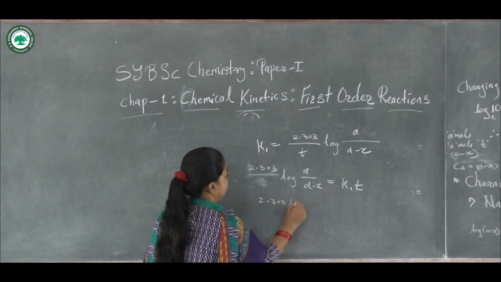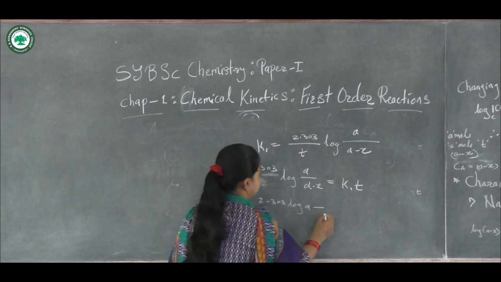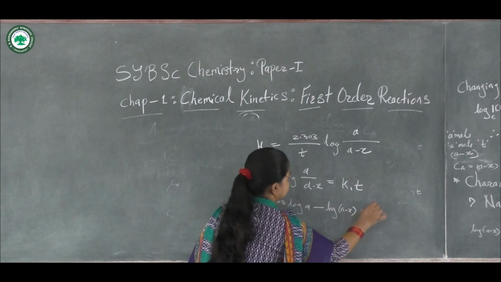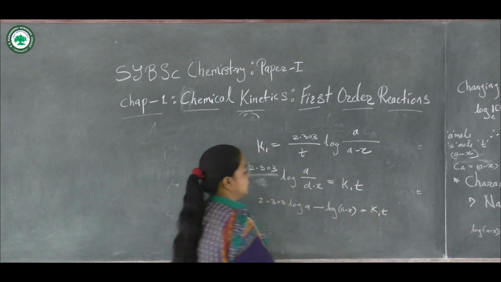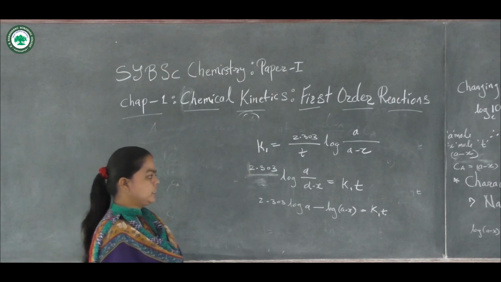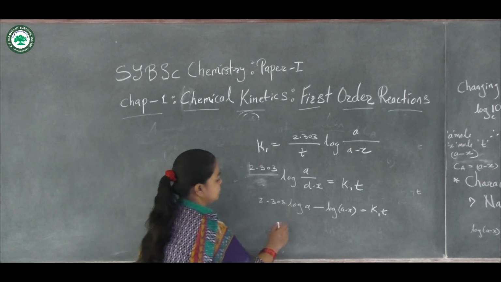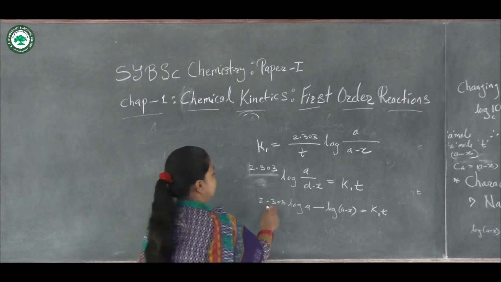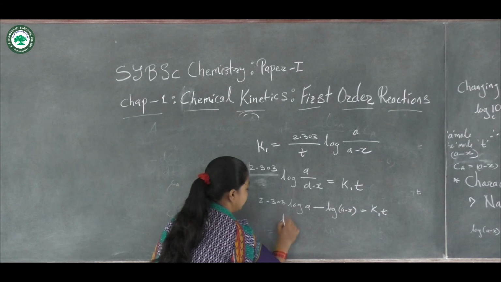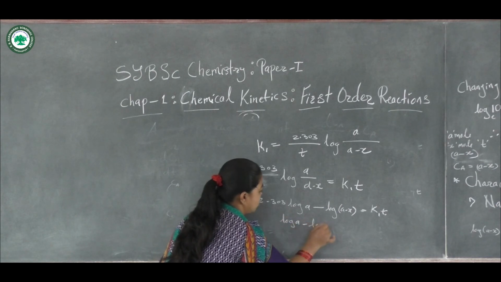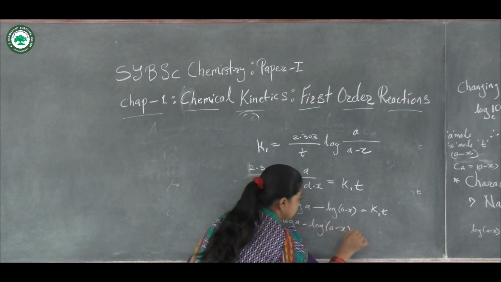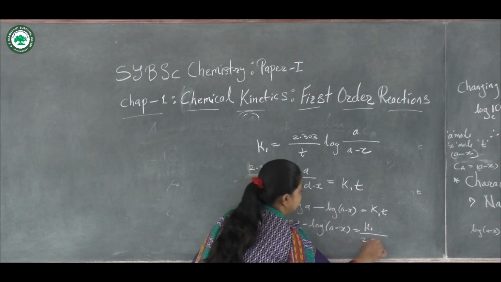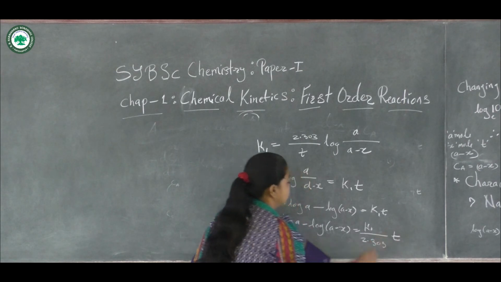Now we have to rearrange this equation further so that we get 2.303 times log of a minus log of a minus x equals k1t. Now this value 2.303 goes to the other side. We are getting log of a minus log of a minus x equals k1 divided by 2.303 into t.